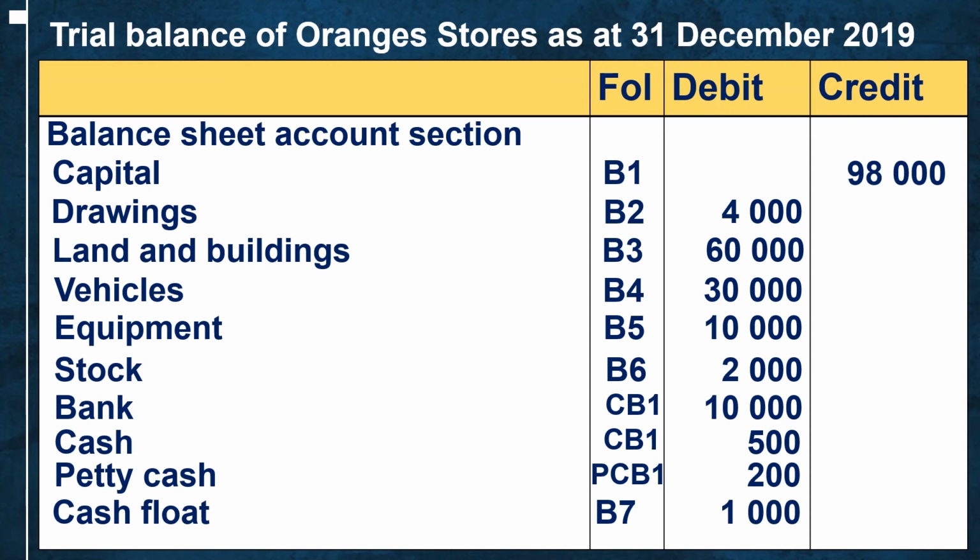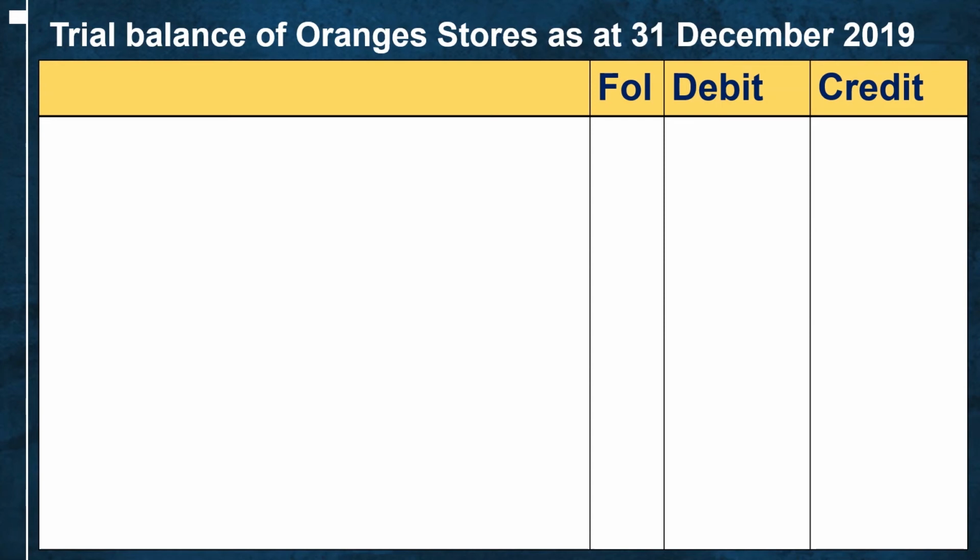Please take note that in grade 8 we do not deal with liabilities. Therefore, no liabilities will be recorded in the trial balance. We then continue by writing the next heading of the section, which is the nominal account section. Under this section, this is where we are going to record the following accounts.